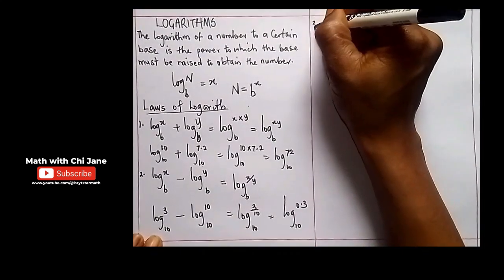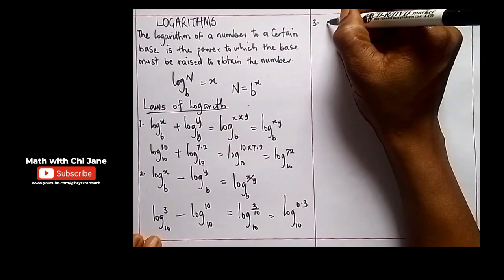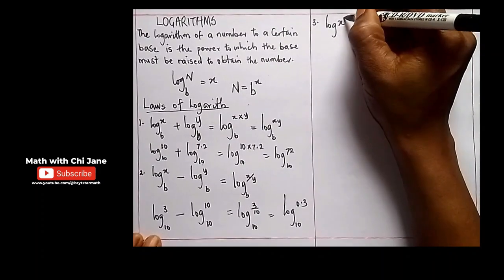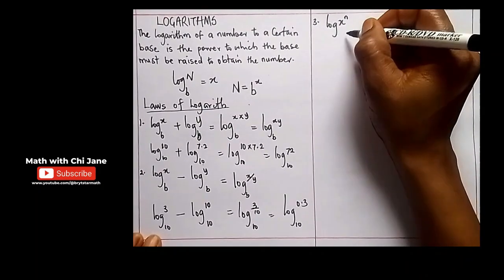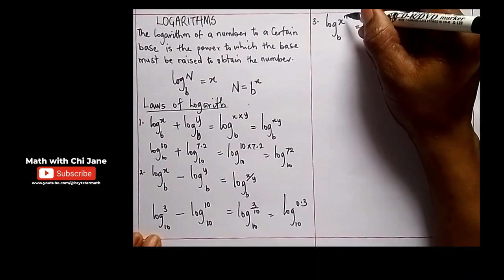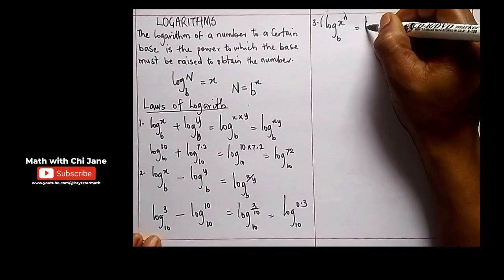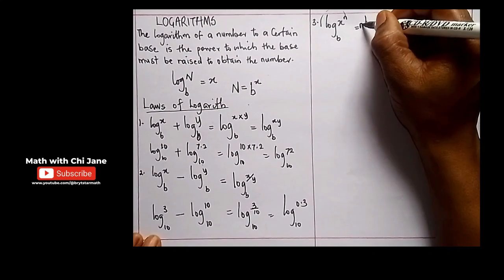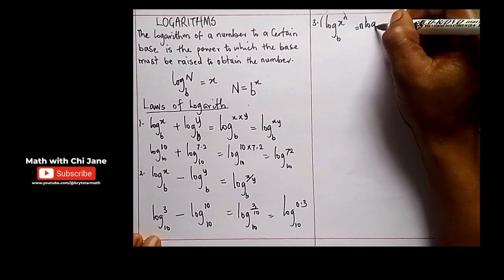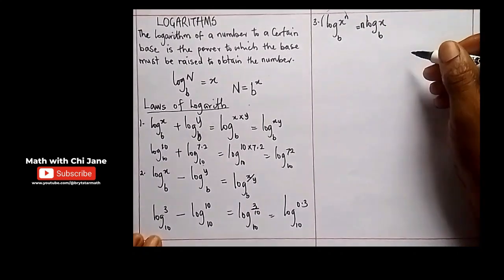Now we also have another law which says when we have log of a number raised to the power of another number, of base b, that means the power, you move it over here. So we have log x to the power n. First of all, the n moves over before the log, it becomes n log x base b.